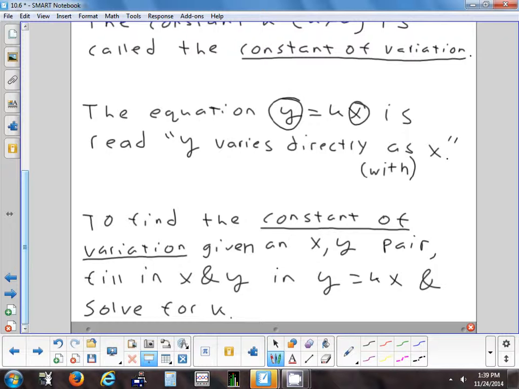Everybody, does everyone have that step? So to find the constant of variation, fill in x, fill in y, solve for k. Don't have to worry about writing that on there, guys, but make sure you know how to do that. We're going to go through a couple examples anyways.